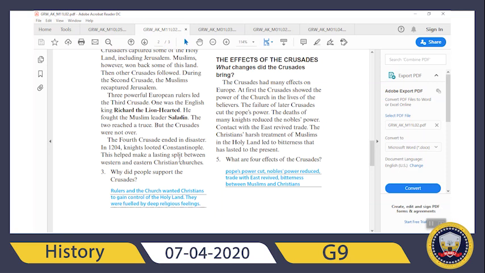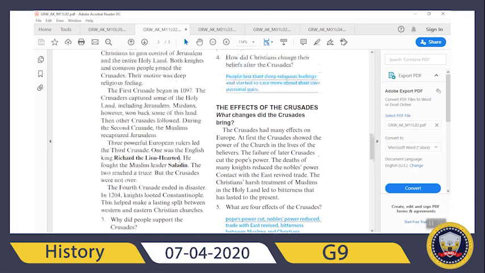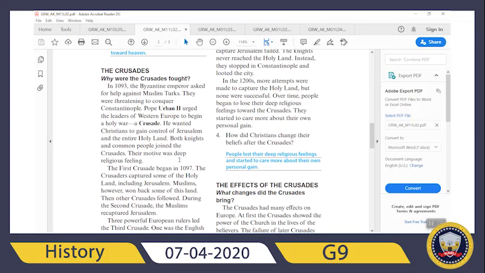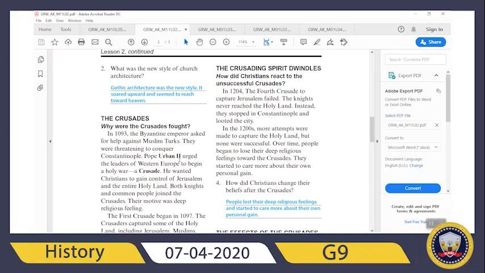Okay, so now we are coming towards the question: why did people support the crusades? Rulers and the church wanted Christians to gain control over the Holy Land. This was their first purpose, and they were fueled by deep religious feeling. I already explained what their motive was, and that it was all about their deep religious feeling that they were fighting these wars.